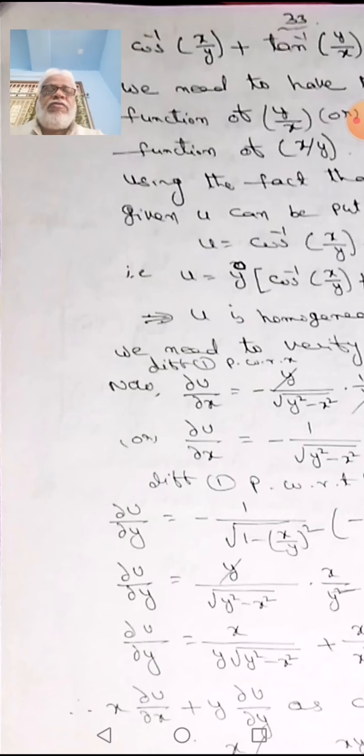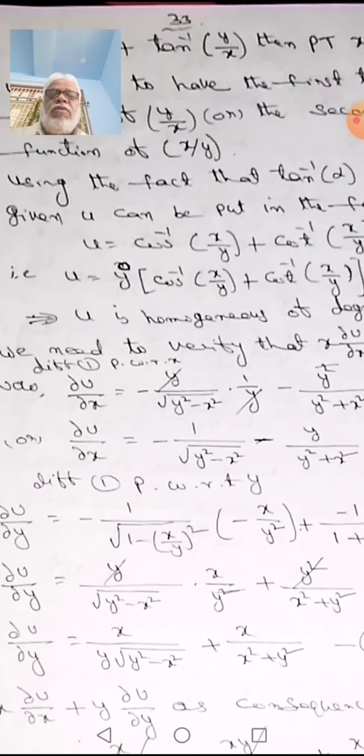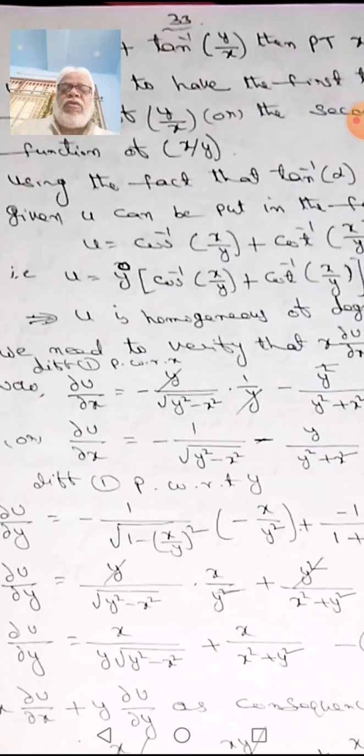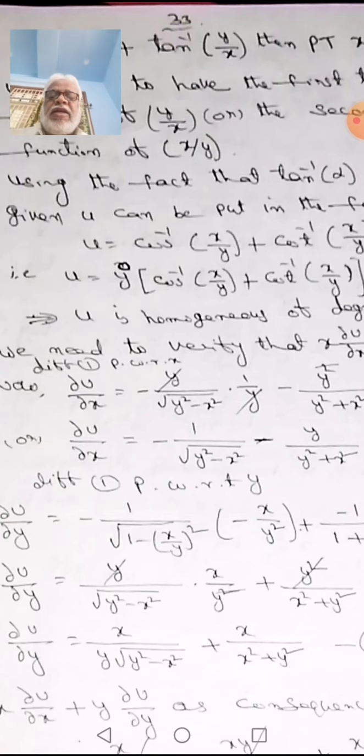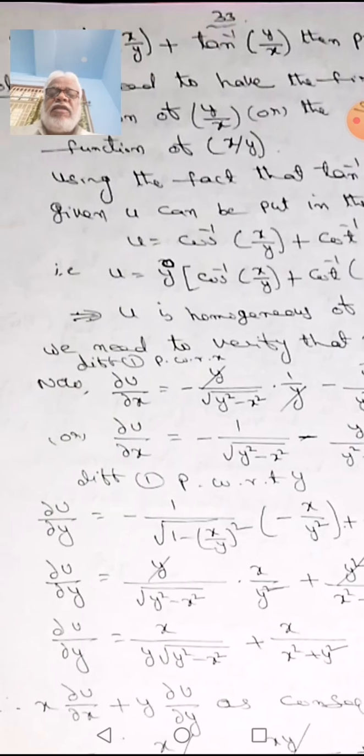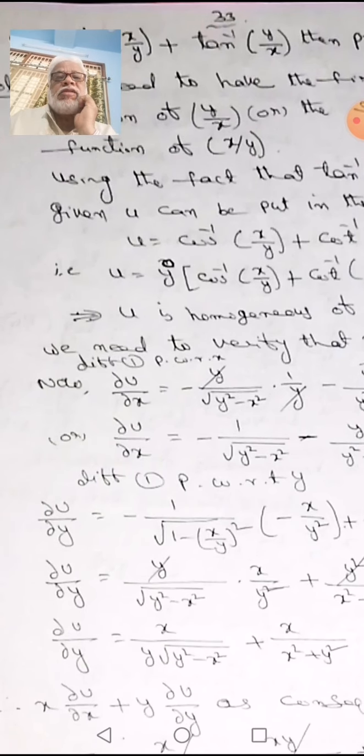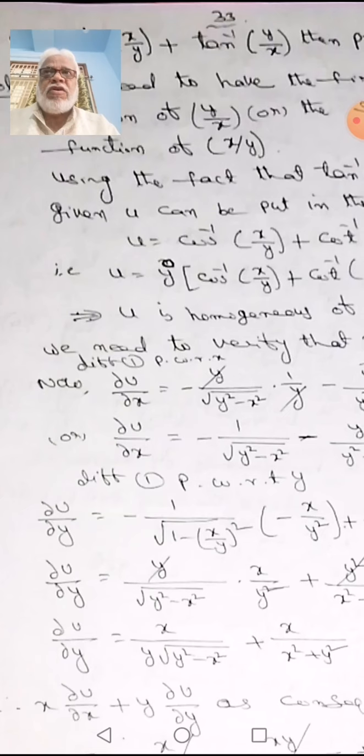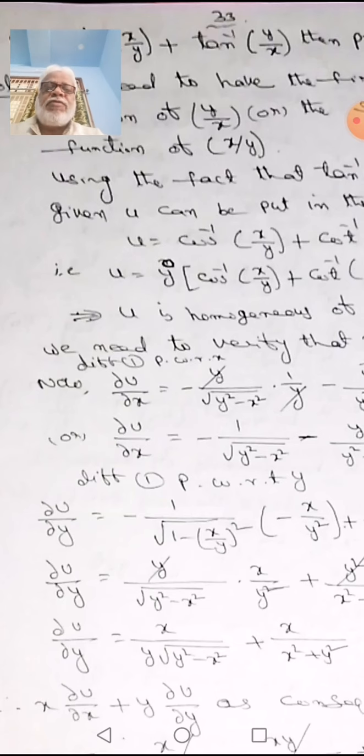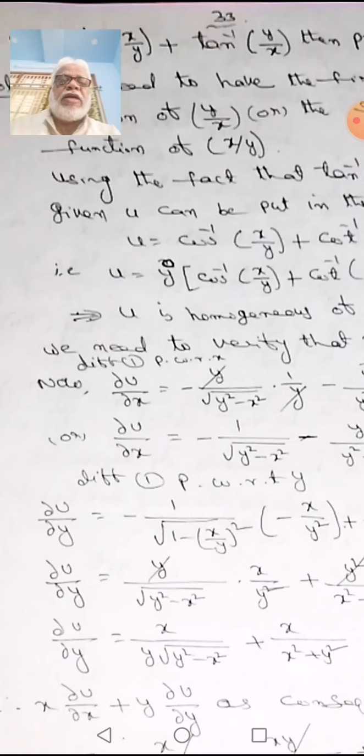∂u/∂x, that is the differentiation of cos inverse x. The differentiation of cos inverse x is minus 1 by root of 1 minus x square, and by using that formula, ∂u/∂x is equal to minus 1 by root of 1 minus x square by y square. y square is the LCM, so y square under the root comes in the numerator, that is minus y by under root of y square minus x square, into the derivative of x by y with respect to x, which is 1 by y. The y cancels.